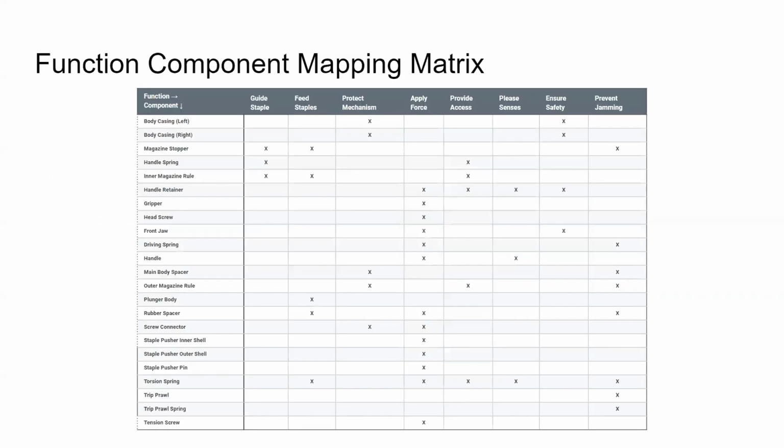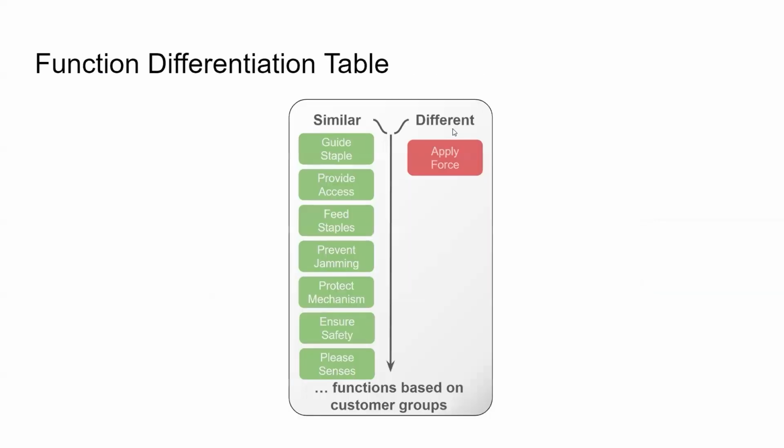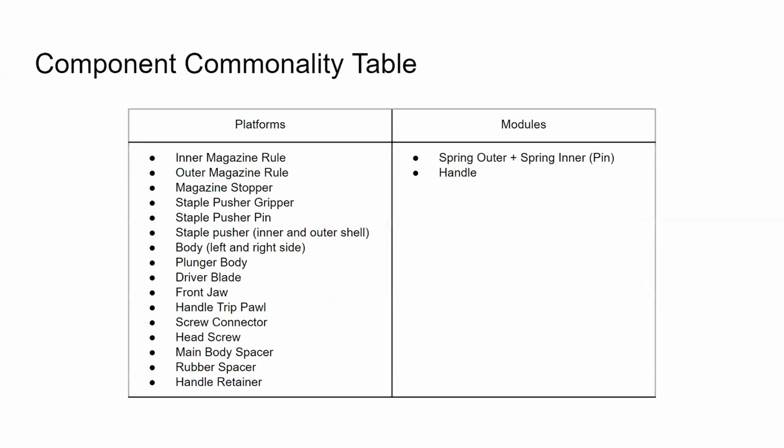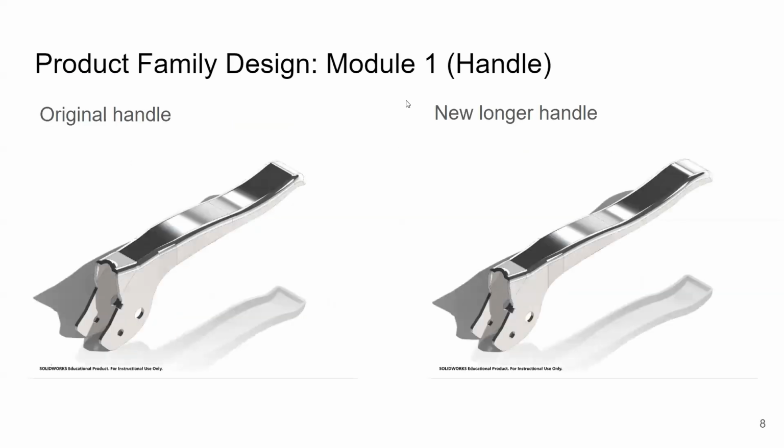upcoming. The function component mapping matrix is very much the same as it was previously, just making sure it's consistent with our FAST diagram. The same is true with the function differentiation table, just making sure that our functions match up to what's put on the FAST diagram. The component commonality table is also exactly the same. We have the same two modules, which I'll go into right now.